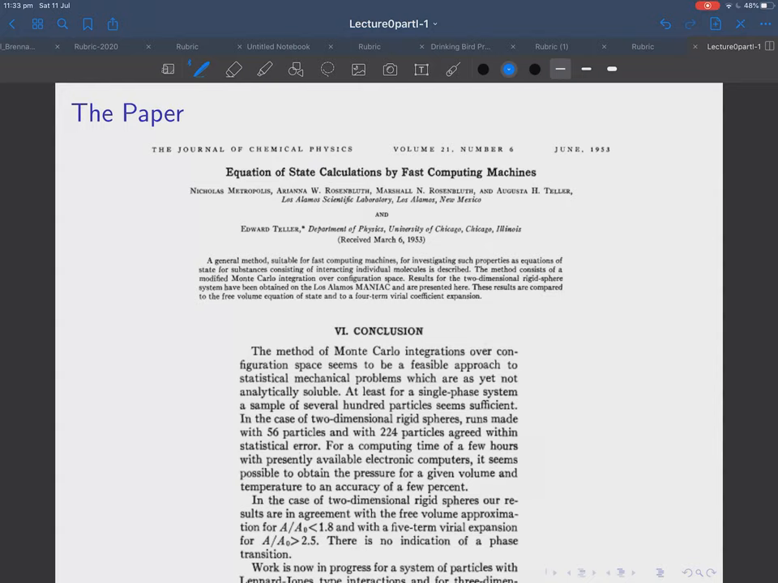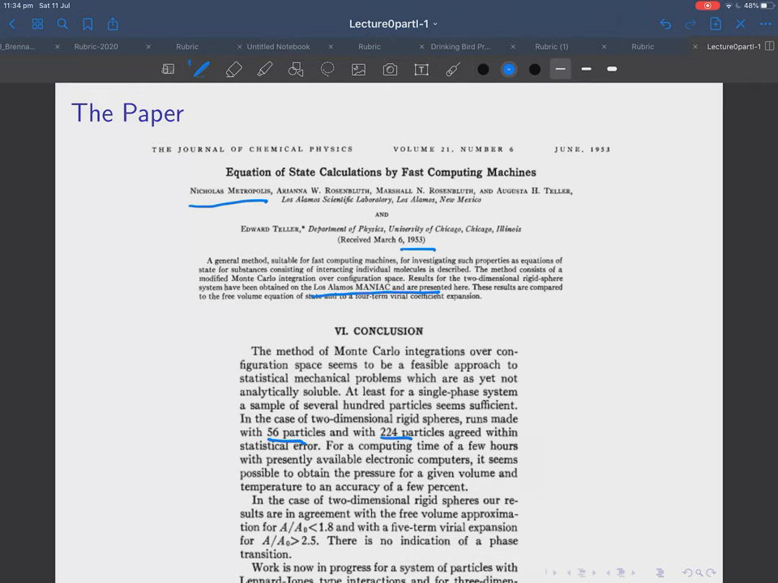Okay, so let's look at the paper. The paper was written, this is why it's called Metropolis. The first author was a gentleman called Nicholas Metropolis. It was received March 6, 1953, and appeared in June 1953. You can see this is very much at the dawn of the computer age. This computer was probably in Los Alamos, a Los Alamos MANIAC computer. They looked at systems of rigid spheres, two-dimensional rigid spheres, which would be disks, some with 56 particles and some with 224 particles, which doesn't seem very many by today's standards, but it was a lot back then.